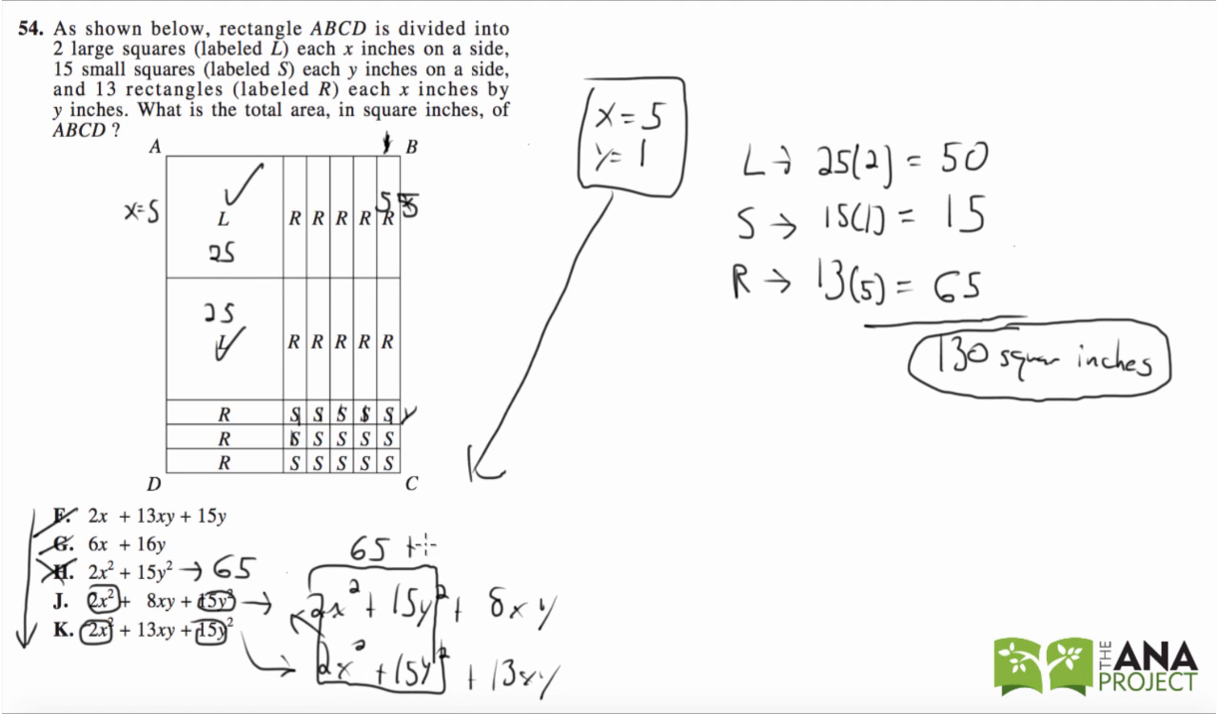So one is 65 plus 8xy, which would be 8 times 5 times 1, right? So 8 times 5 is 40. You don't really need a calculator for that. And this is going to be 65 plus 13 times 5, which would be 65. So 65 plus 40, on your calculator, is 105. That's too low. And 65 plus 65 is 130. So the correct answer is K.